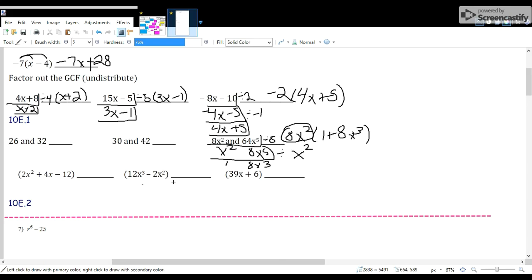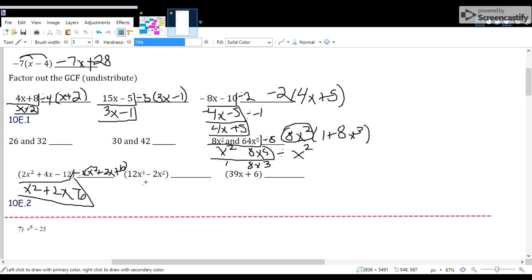Okay, now for these at the bottom. For these 3 terms, they're all even, so you can divide out a 2. So we have x squared plus 2x minus 6. Well, they don't all 3 have a variable, and there's no other common factors here, so that would be it. 2 parentheses, x squared plus 2x plus 6, close parentheses.